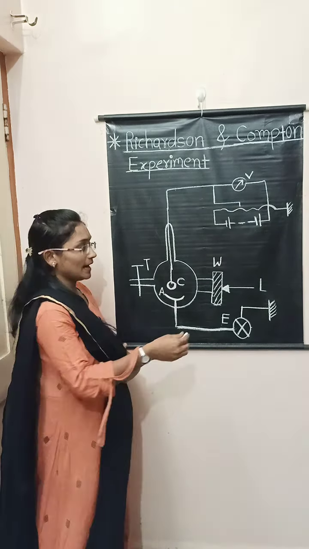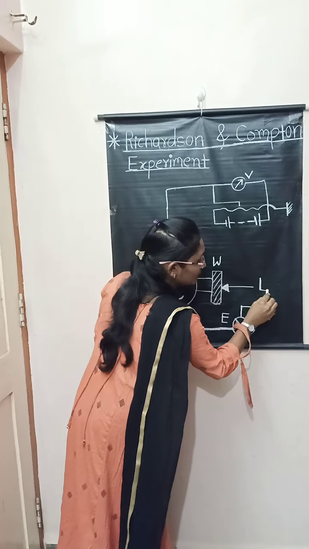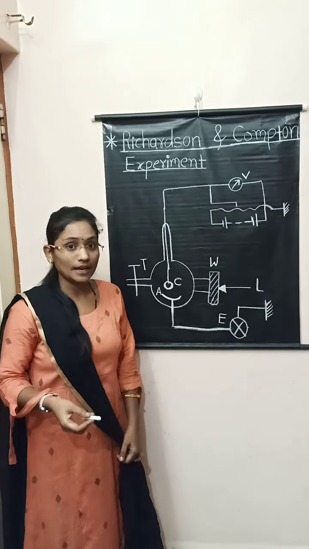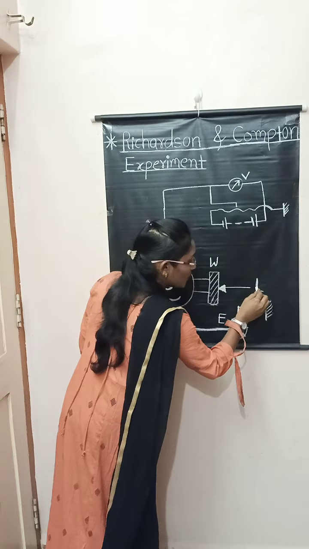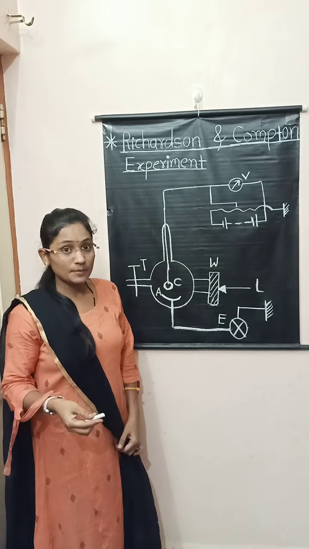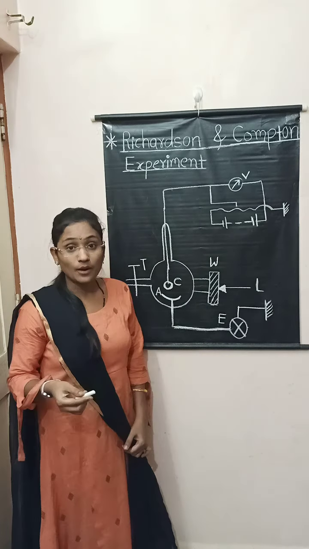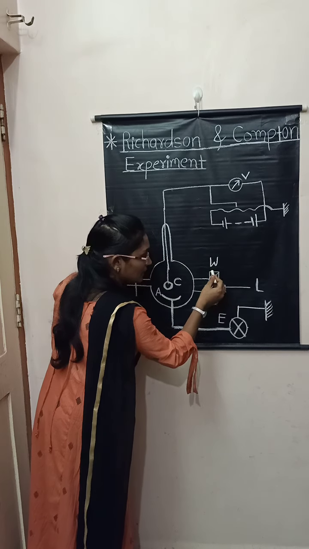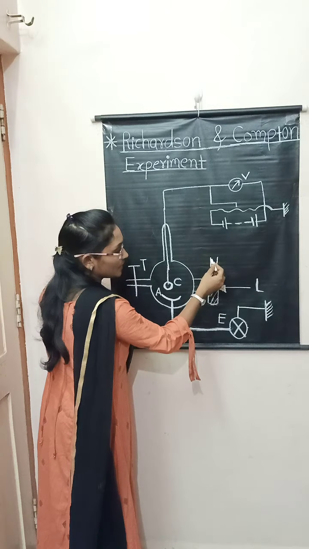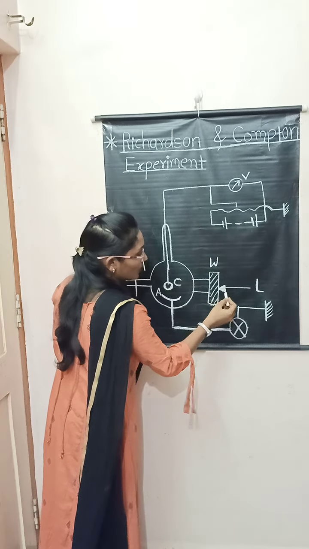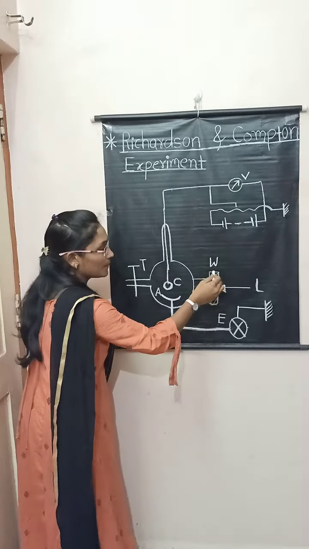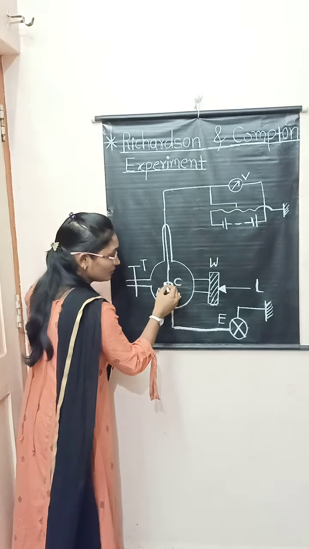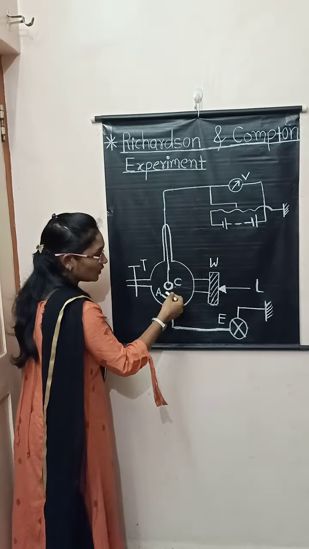Okay. After that, here the letter L. This letter L is used for the monochromatic light. We know that monochromatic light means light which has only one wavelength. This monochromatic light is passed through the quartz window, here W is a quartz window. When it passes through this window and falls on this metal strip C, then the photoelectrons get ejected.